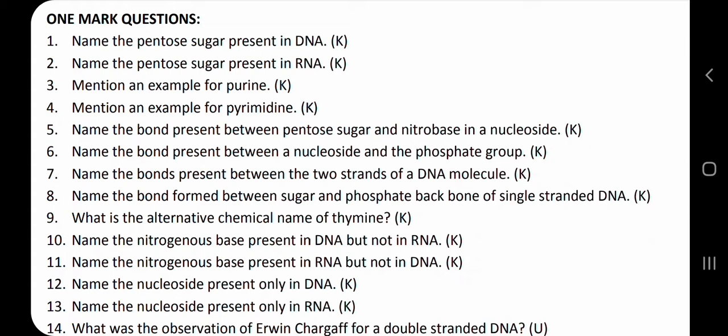Sixth question: name the bond present between a nucleoside and the phosphate group. Nucleoside and the phosphate group combine together and form the nucleotide. So the nucleoside and phosphate group bind together to form a nucleotide with the help of phosphoester linkage.